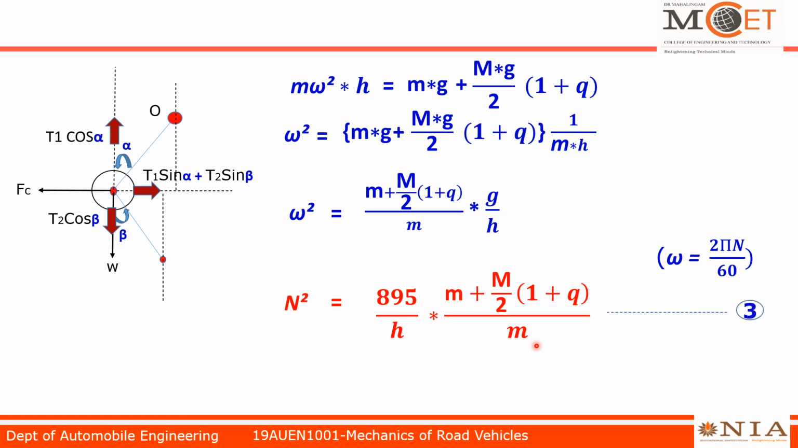Now we have found the relationship between the speed of the Porter governor and the height of the Porter governor. The relationship between speed of Porter to height of Porter is indirectly proportional. Speed is measured in RPM, height is measured in meters, mass is measured in kg. Caps M indicates sleeve mass and small m indicates ball mass.